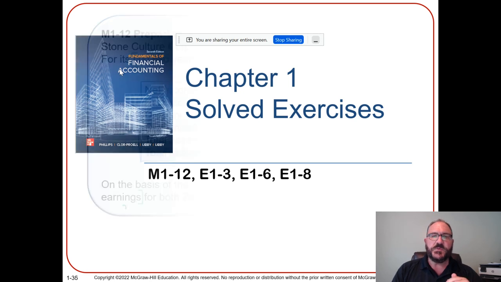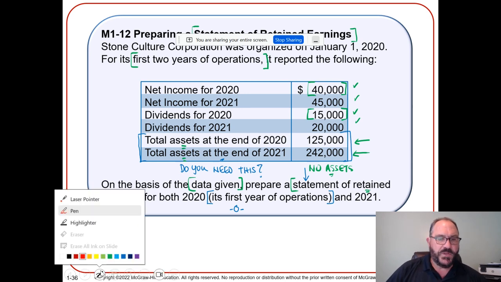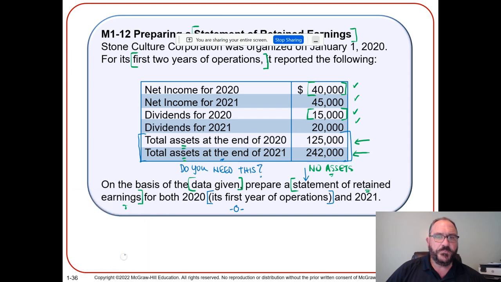All right, let's take a look at the first one. Here they're talking about the statement of retained earnings. It says Stone Culture Corporation was organized January 1, 2020, and for its first 2 years of operations, they give you some information. They give you the net income for 2020, the net income for 2021, and then the dividends for 2020 and the dividends for 2021. They ask you to prepare a statement of retained earnings for both years.